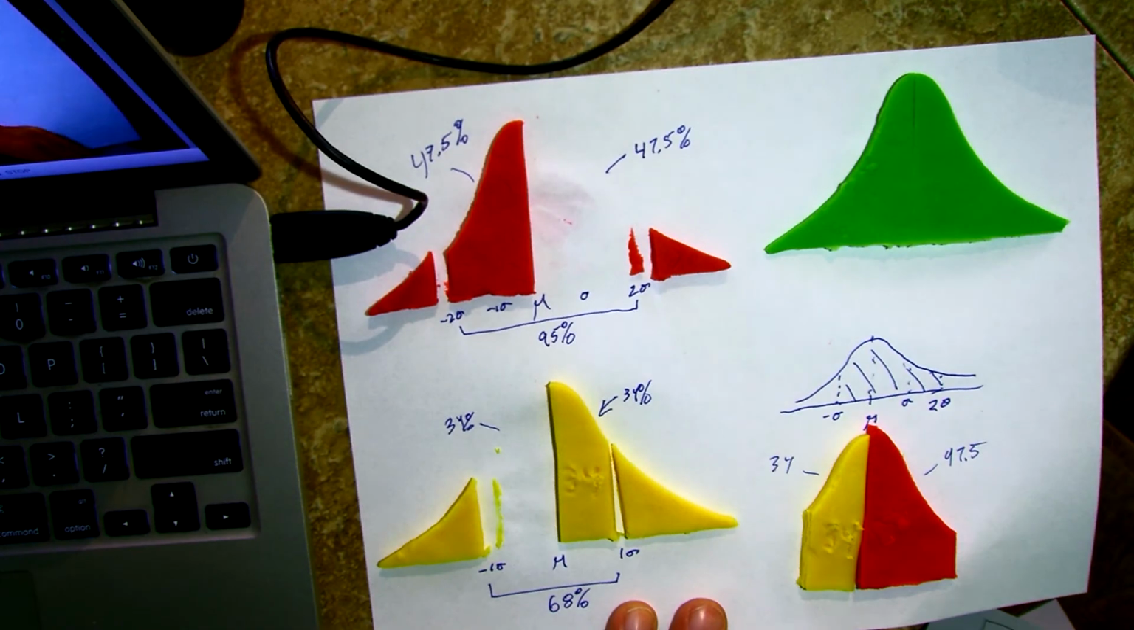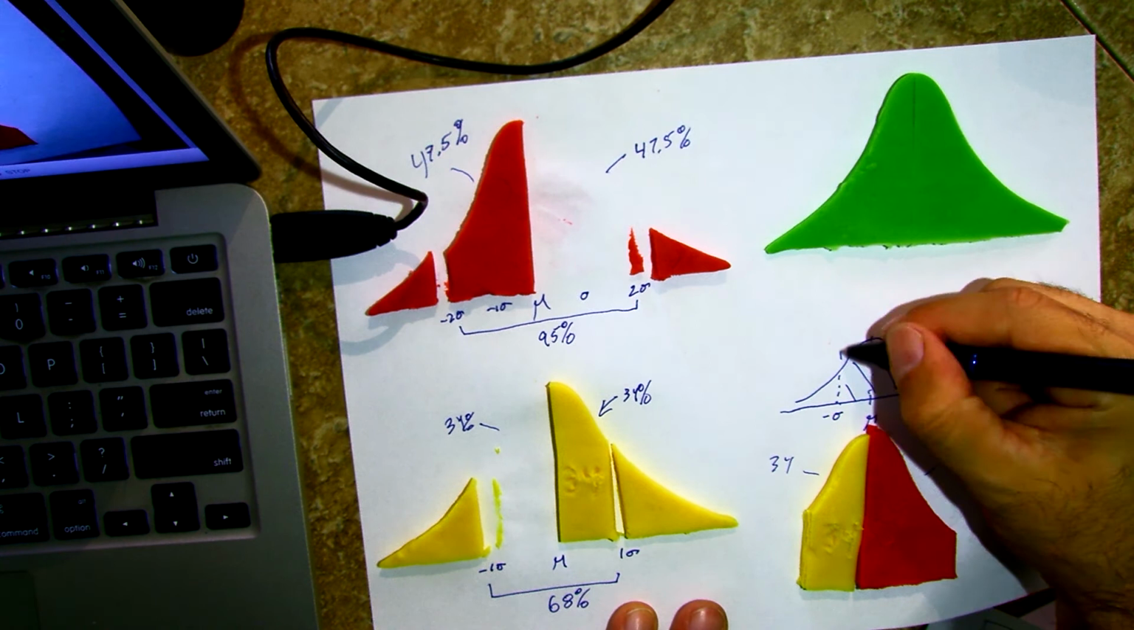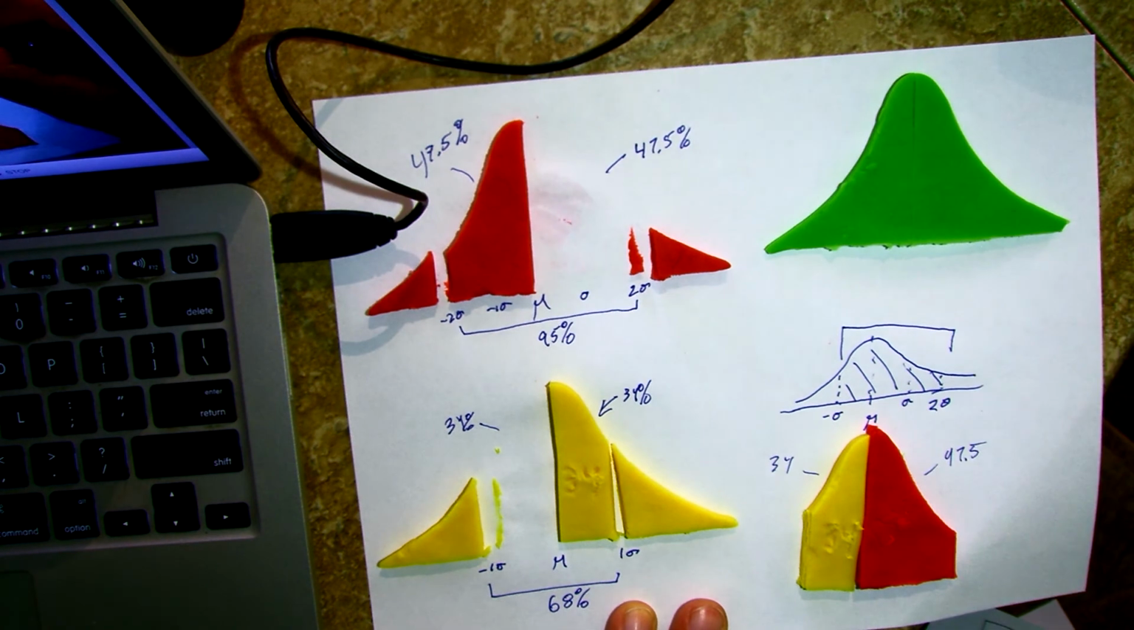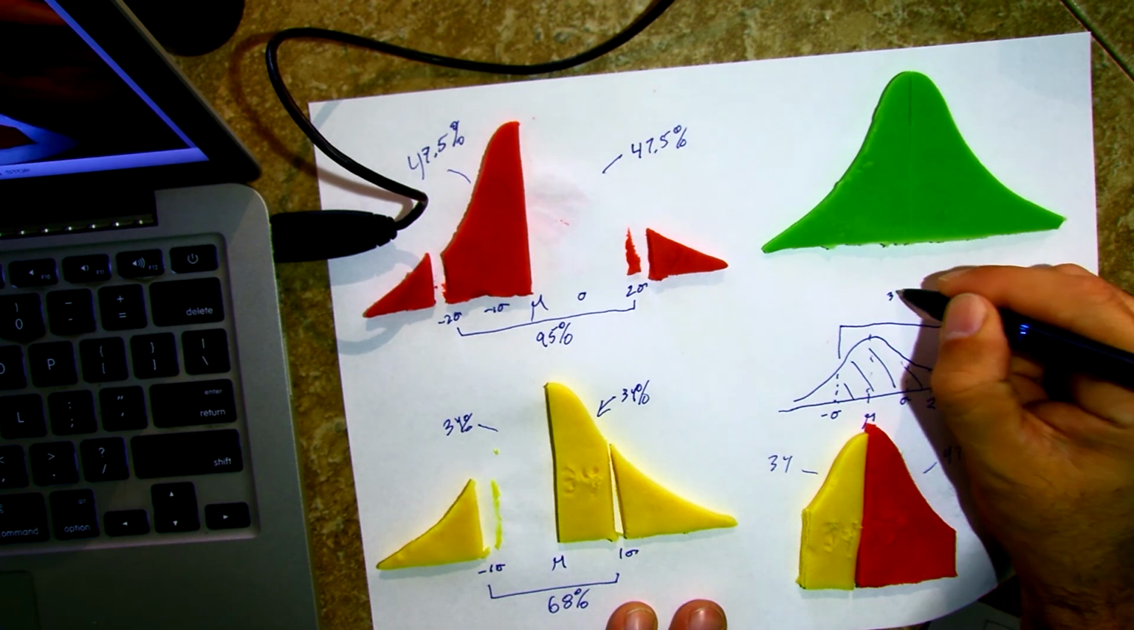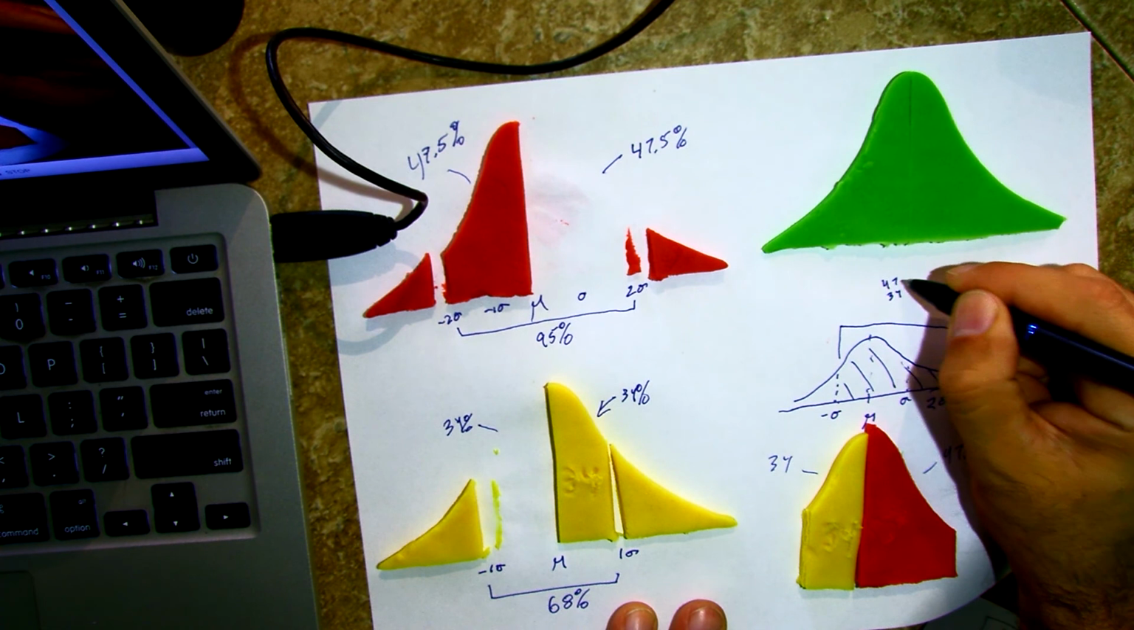So all I have to do to figure out what percent is between negative standard deviation 1 and positive standard deviation 2 is just add those together. And 47.5.